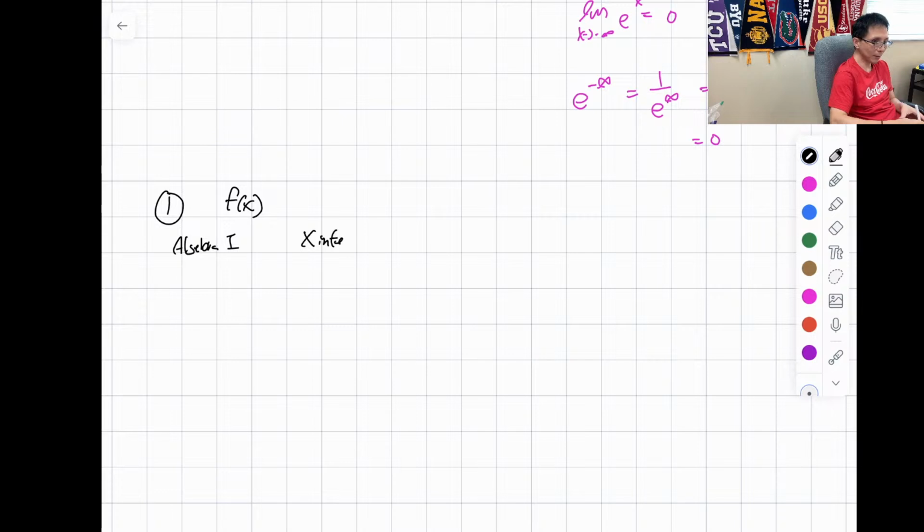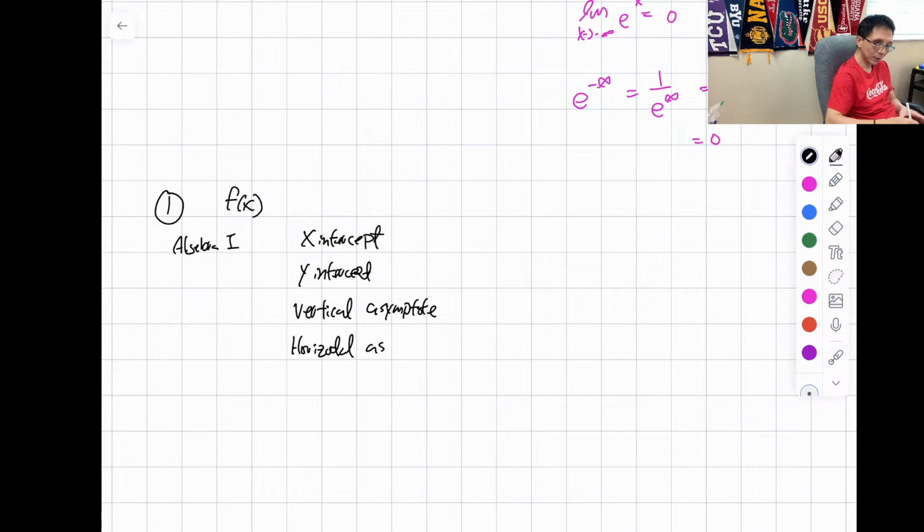the x-intercept and the y-intercept, right? And let's go to Algebra 2. In Algebra 2 and pre-calc, we have a vertical asymptote, and you have a horizontal asymptote, and you have a slant asymptote. Some people call it oblique.